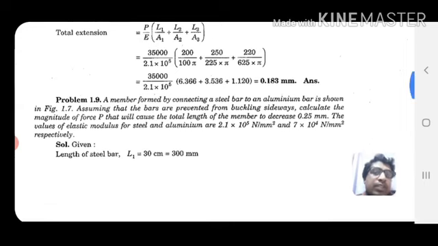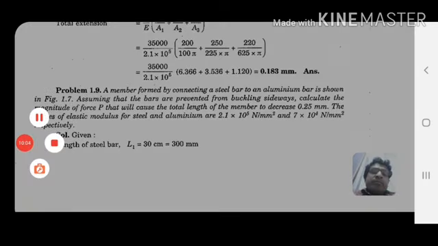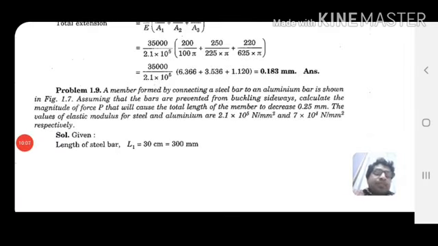Now the second problem. First, you read the problem carefully and then you solve. A member formed by connecting a steel bar to an aluminium bar is shown in figure 1.7. Assuming that the bars are prevented from buckling sideways, calculate the magnitude of force P that will cause the total length of the member to decrease 0.25 millimeter.